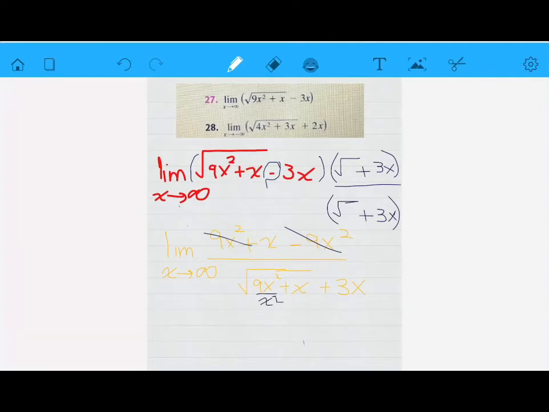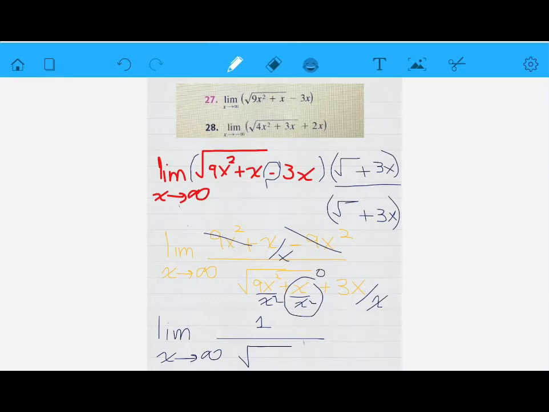Now we divide by the highest power. We divide by x squared, inside the radical it is x squared, but outside the radical we have x. Remember, in the previous video I explained this part in more detail. As x approaches infinity, x divided by x is 1. Inside the radical, this part is 0. Remember, the limit of 1 over x when x approaches infinity equals 0. Then we have 1 plus radical 9, which is 3, so 3 plus 3 equals 6.